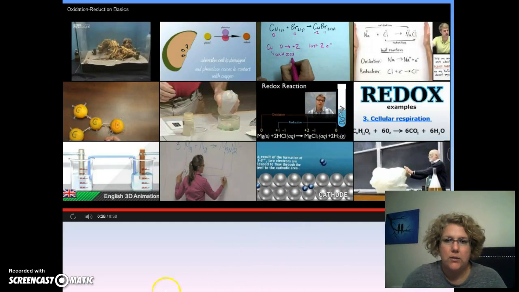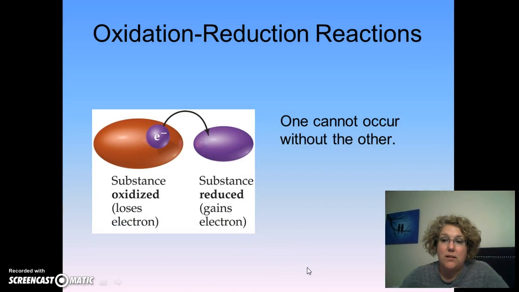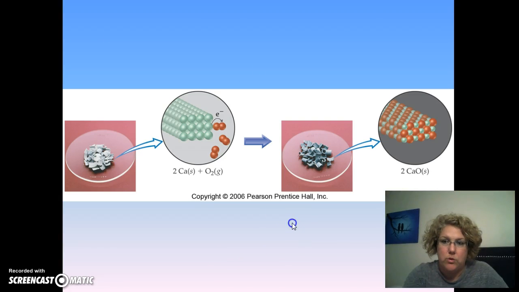Alrighty, so a key thing to remember with any oxidation-reduction reaction is that one doesn't happen without the other. You can't have an atom gaining electrons if there's not another atom in that reaction that's losing electrons. So one cannot occur without the other. One atom or substance, it could be a polyatomic ion or something. It doesn't have to be a whole, just one atom. But a substance is losing electrons and becoming oxidized, while the other substance is gaining electrons and becoming reduced.